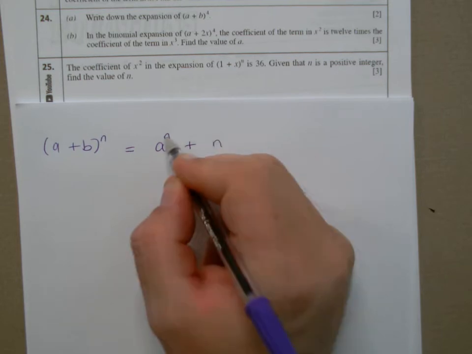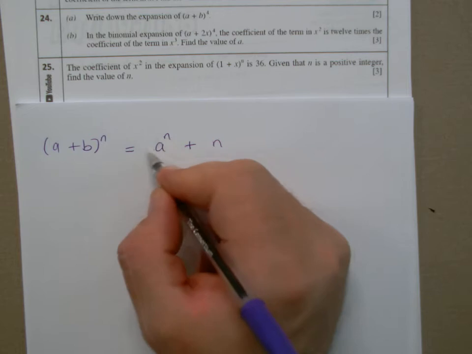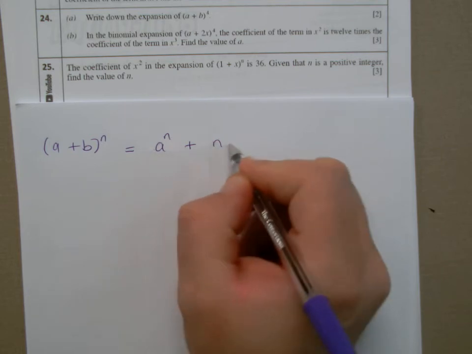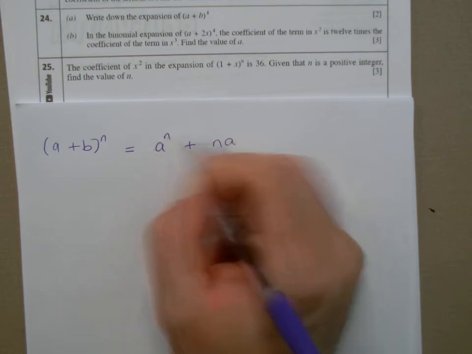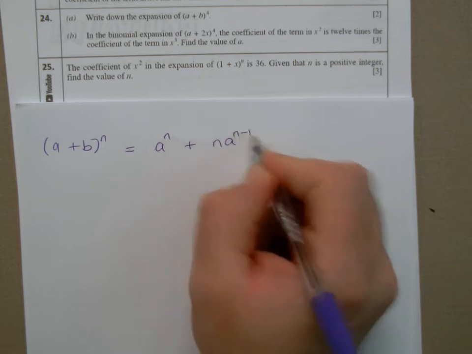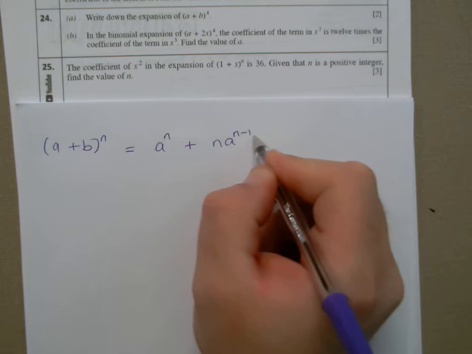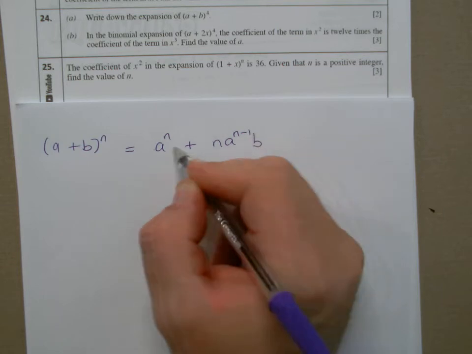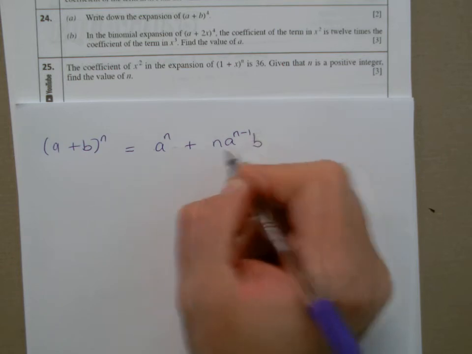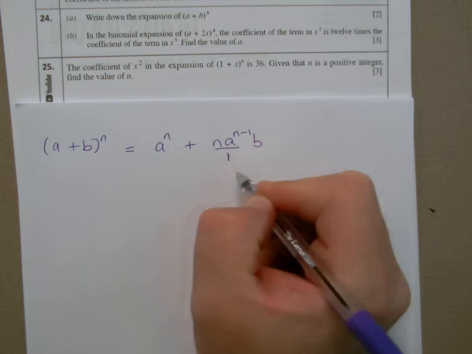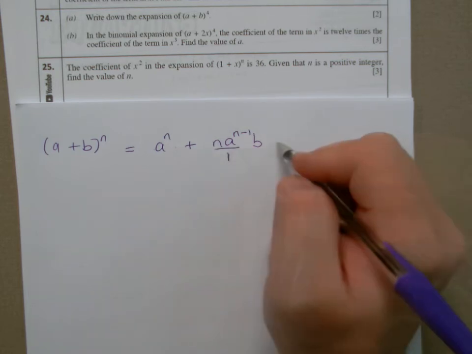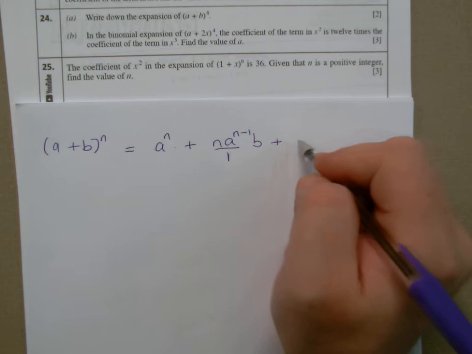You need to think of it as if you bring that power down. So the n goes there, and remember you reduce the powers of a, so instead of it being n, it's going to be 1 less, so n minus 1. And then remember the b's come into play there. It's b to the power 0 here, b to the power 1 there, and we divide the whole thing by 1.